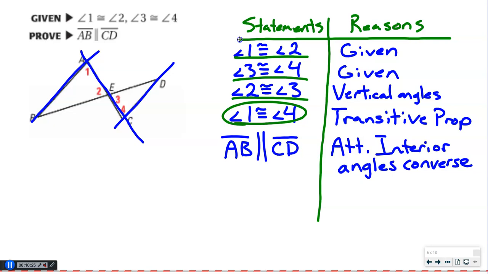So alternate, I have ATT. I'm going to erase that. There we go. Alternate interior angles converse. So we can do proofs with this too.